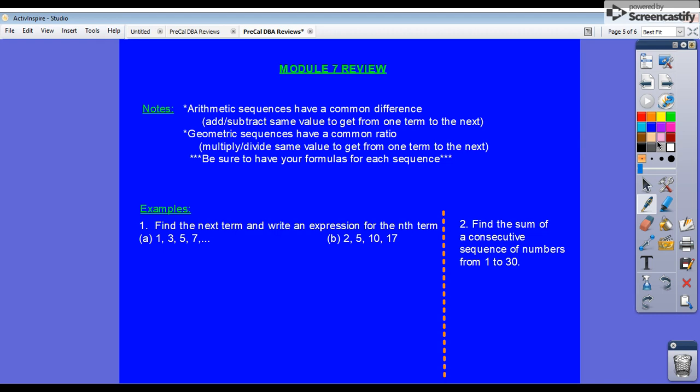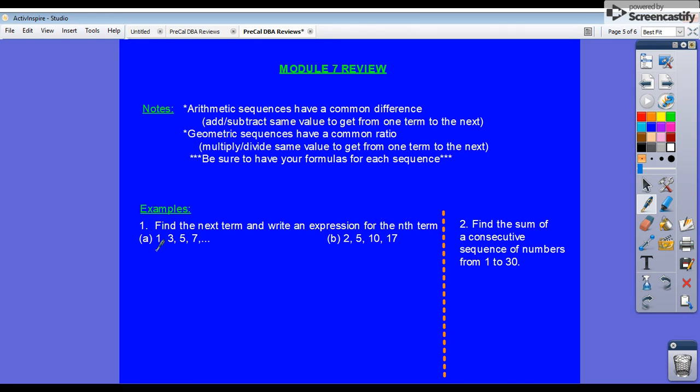For Module 7, please make sure that you have your formulas for the arithmetic sequence as well as the geometric sequences. That includes finding the nth term as well as the sum. For arithmetic sequences, there's only one formula to find the sum, and geometric has two depending on if it's infinite or finite. So we're going to look at the first example and we're going to find the next term as well as write an expression for the nth term.